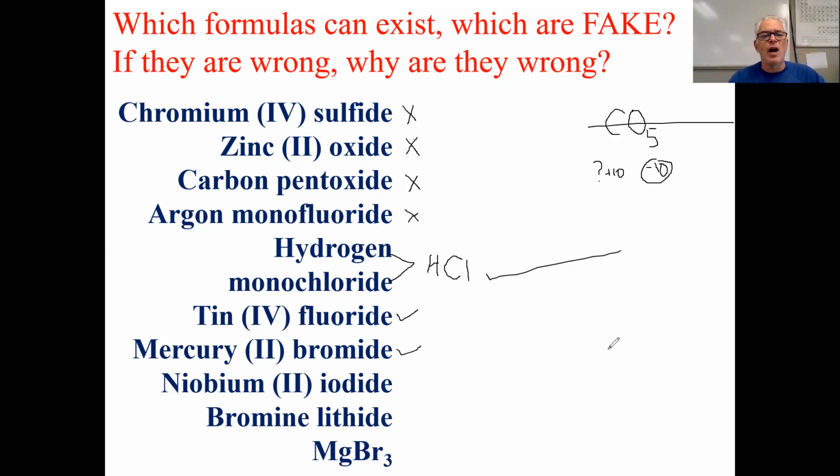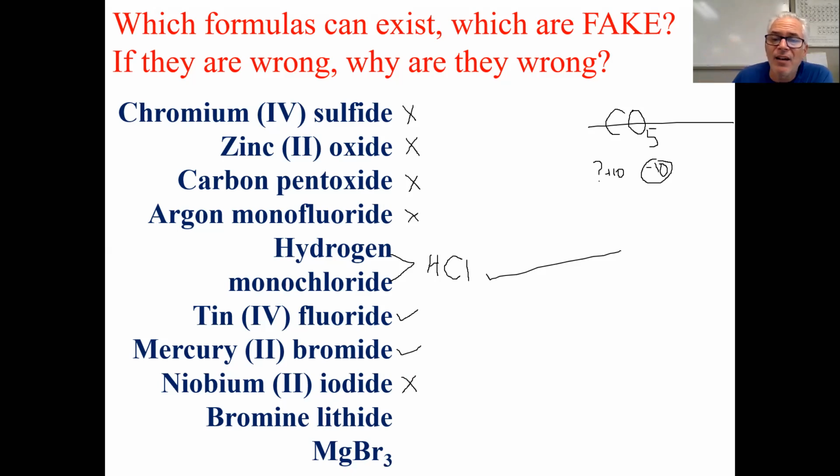Niobium, Roman numeral 2 iodide. Niobium is Nb. See it? Niobium only makes a positive 3 and a positive 5 ion. Does not make a positive 2 ion. Sure looks good when I type it like that, but it's not real. Niobium makes 2 positive cations, not positive 2.